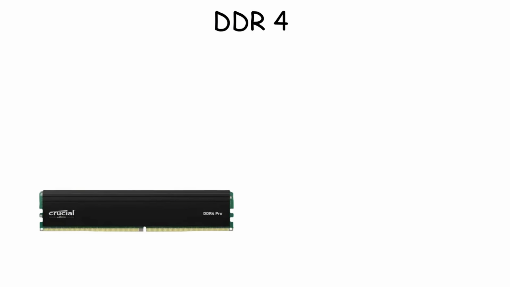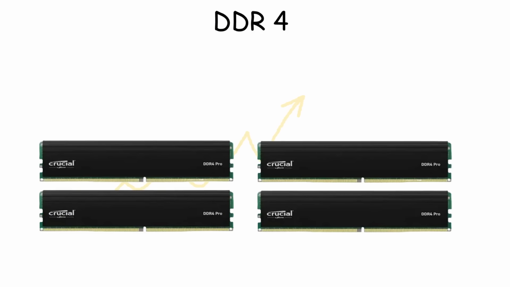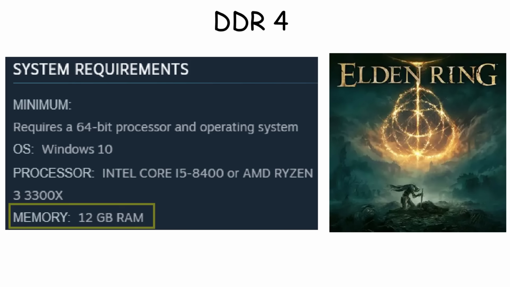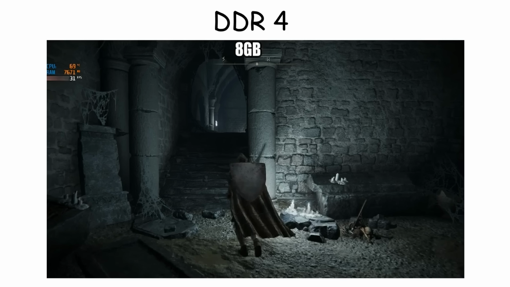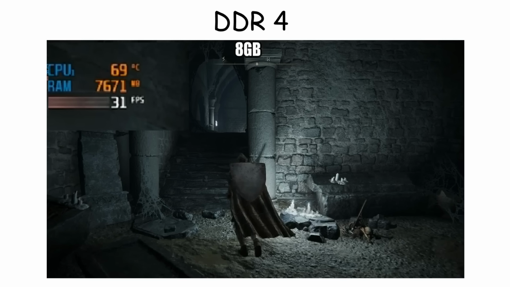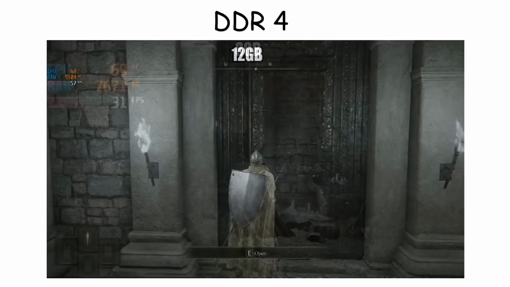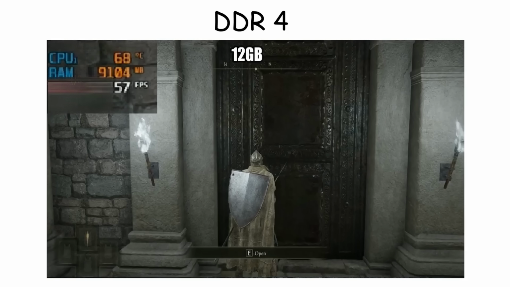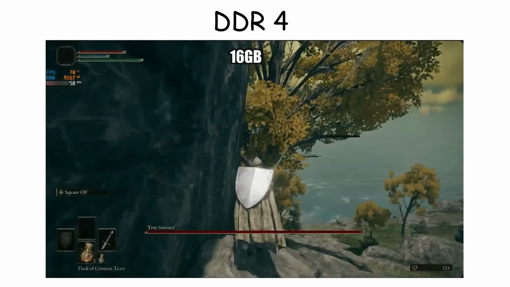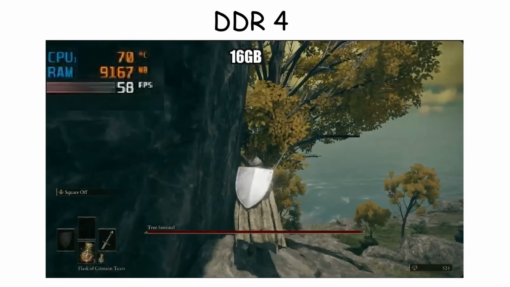But just in case you're wondering, does having more RAM always mean better performance? The answer is yes, but only up to a limit. For example, let's say we play a heavy game that requires us to have at least 12 gigabytes of RAM. If we play with just 8 gigabytes of RAM, it's technically possible, but the FPS we get will be lower. And if we play with 12 gigabytes of RAM, it's going to feel smooth since we've met the system requirement. But if we play with 16 gigabytes of RAM, it almost doesn't increase the FPS anymore because the system already has enough memory to work with.